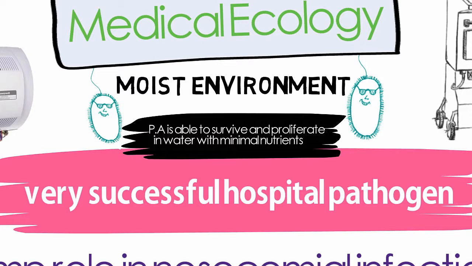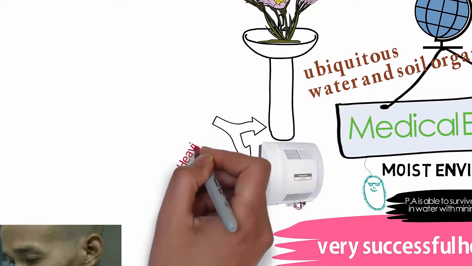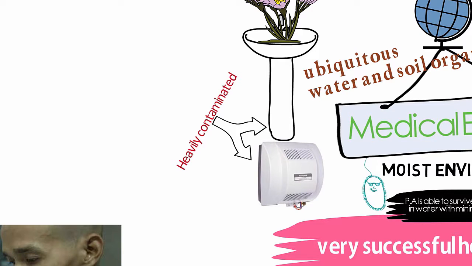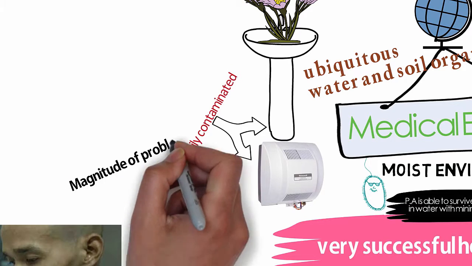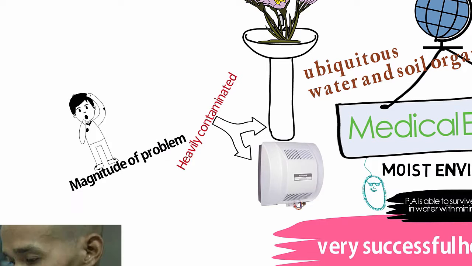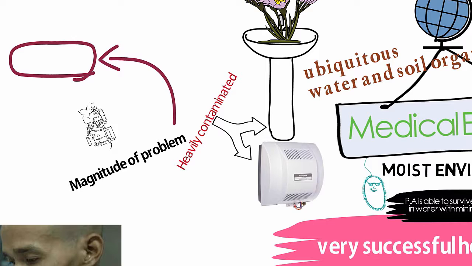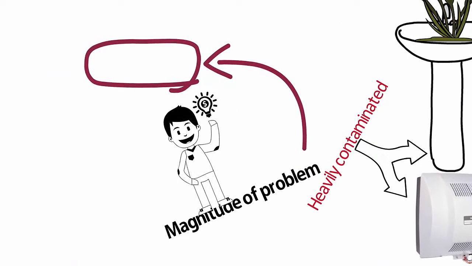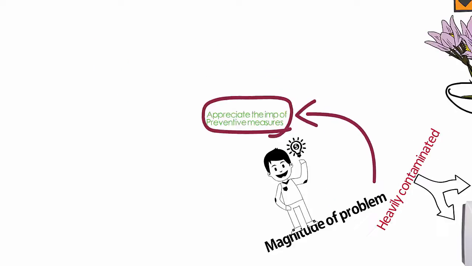It might be in the humidifier, in the respirator, in the contact lens, in a medication, in the disinfectant, in antiseptic, in detergent solution. Sinks and aerators are heavily contaminated with Pseudomonas and serve as a source of infection. I am not scaring you. Actually, this information would help you to understand the magnitude of the problem and to appreciate the importance of preventive measures.